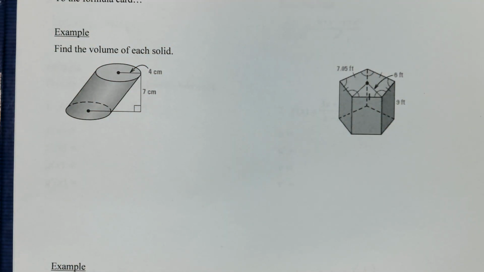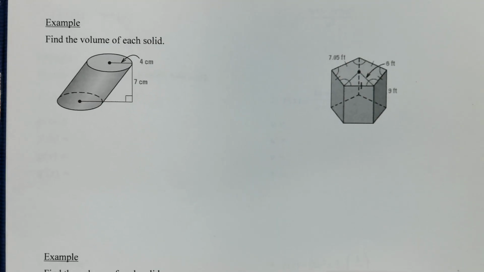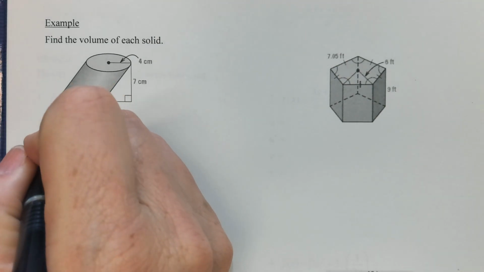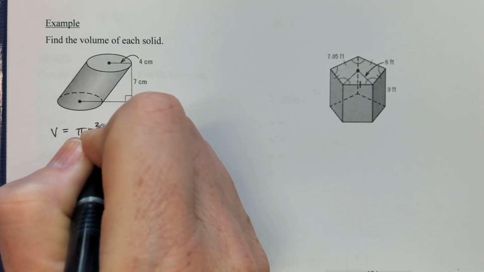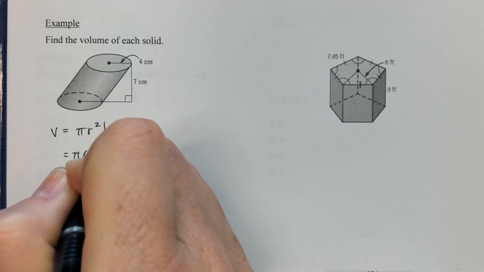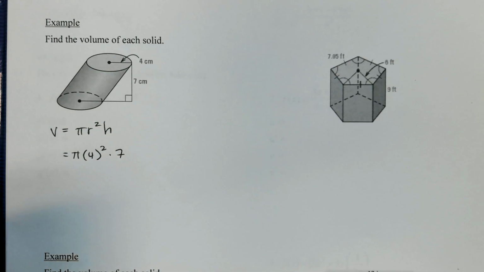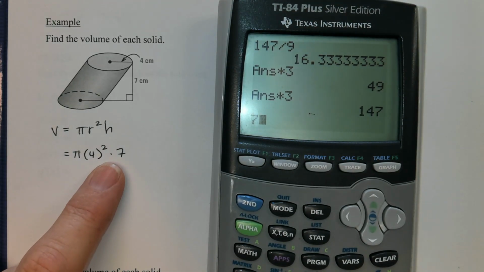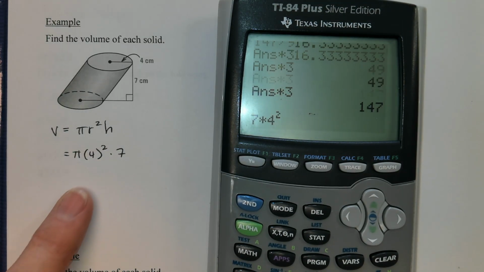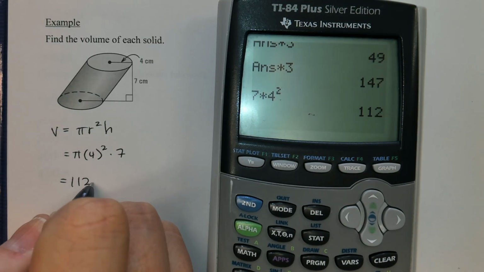So here we go. First one is a cylinder, and this is an oblique cylinder because it's tipped sideways, but the volume doesn't change. So the volume for us is going to be pi r squared h. So pi times radius, which is 4, and height, which is 7. I'll show you two different answers you can give. You can do 7 times 4 squared, and one answer you can write is 112 pi.